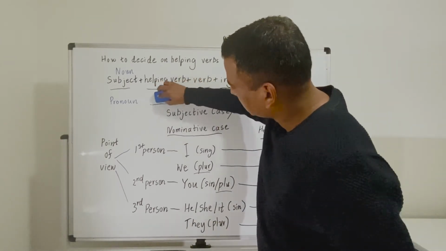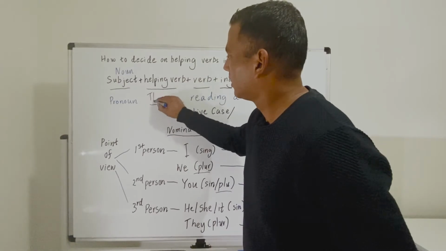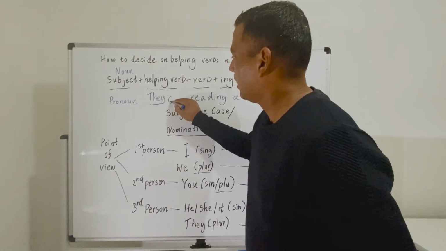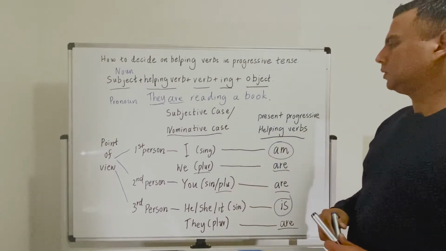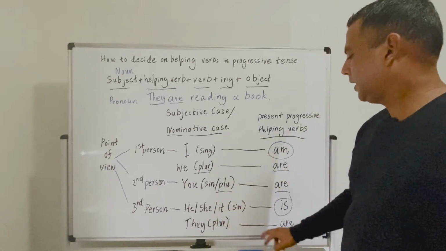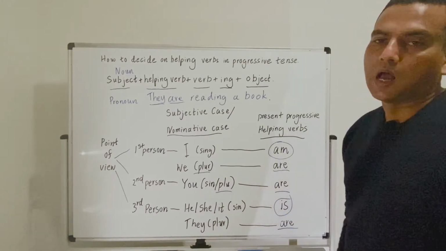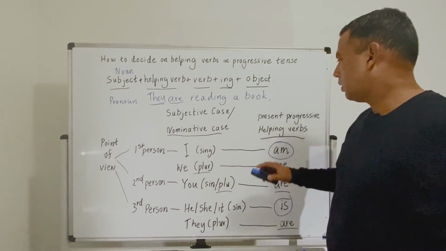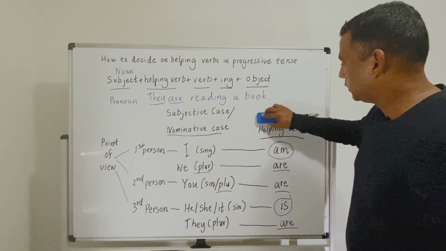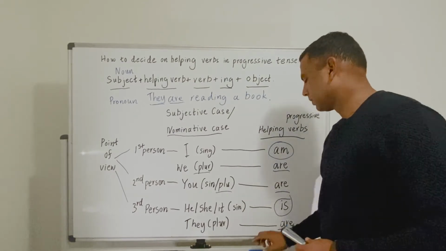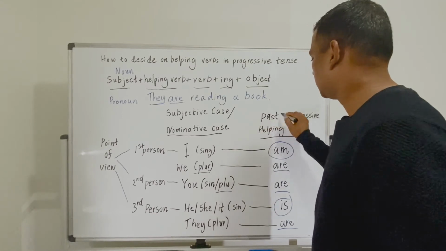And if we change this to they are, so again we are changing the helping verb according to the subject. So with they, the helping verb that goes in the present progressive is are. So let's see how these helping verbs get changed from present to past. Okay, present to past. So we are talking about past progressive now.